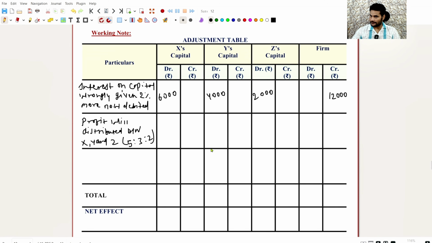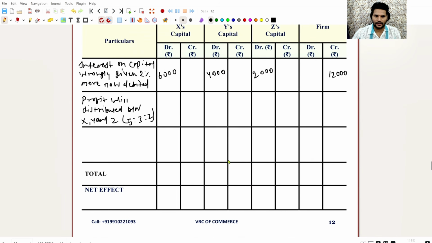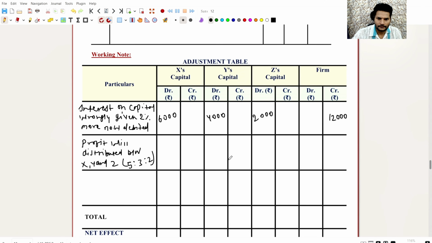Now since it is a profit, this must be credited to the partners' capital accounts and the same will be debited to the firm account. Okay, so 6,000, 3,600 and 2,400. And the same will be debited to the firm account, that will be 12,000. Perfect. Let's make it total.